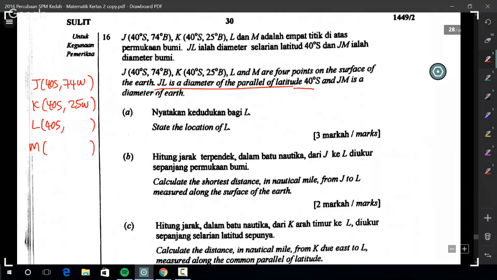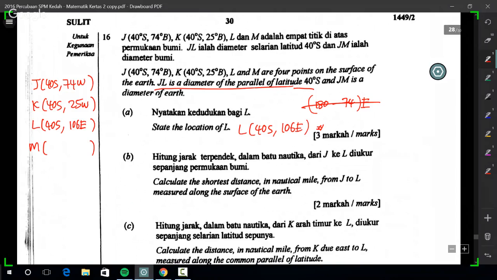And then since it's a diameter, always use 180 minus the value and change the symbol. So 180 minus 74, and then change the symbol. The symbol will be from west, you change to east. So this one should be 106 east. All right, this is how I do that. So if they ask you to write the location of L, you can straight away write L. It's very easy. It's 40S, 106 east. All right, you can easily get 3 marks just like this.